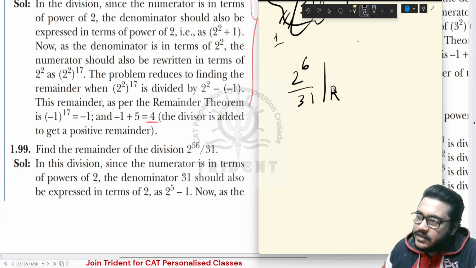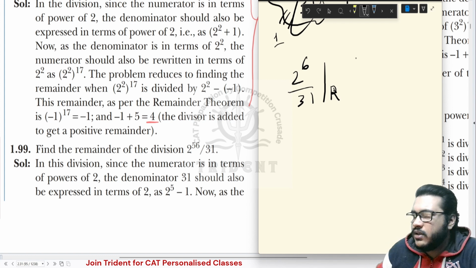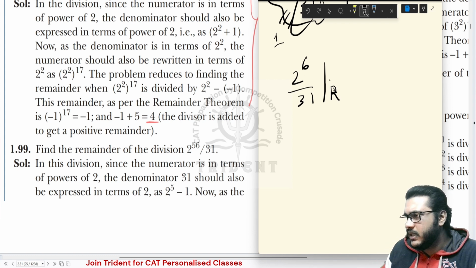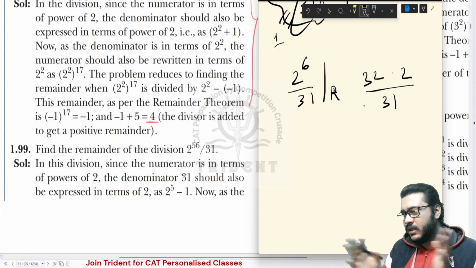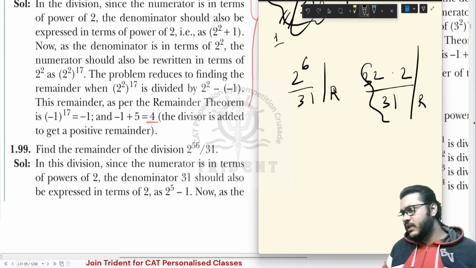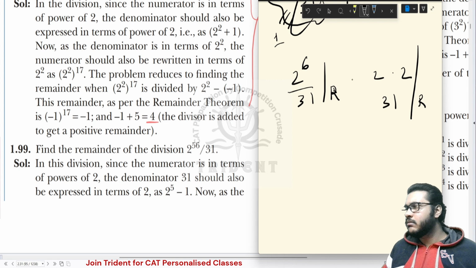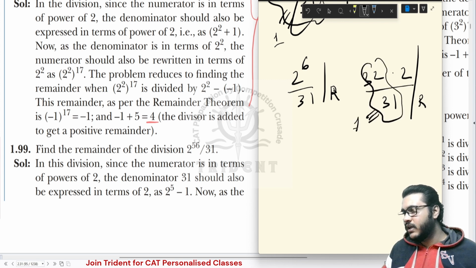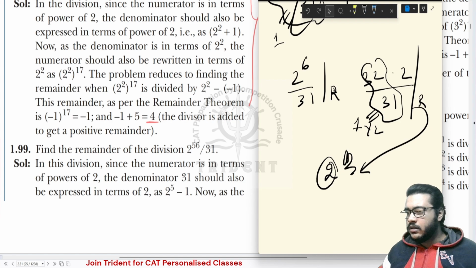So this is 64 by 31, either I can do it with 64 or there can be another way. I can break it like this: 32 into 2 by 31. Okay, now you can do them separately. The remainder of this part will be 1 into 2. So the final remainder will be 2. Okay, let's check.